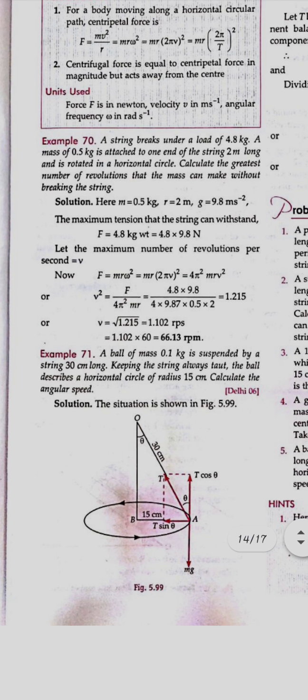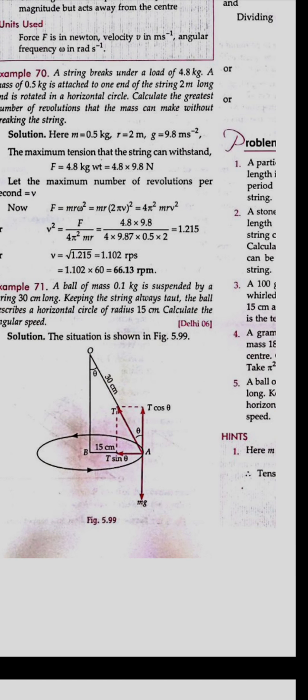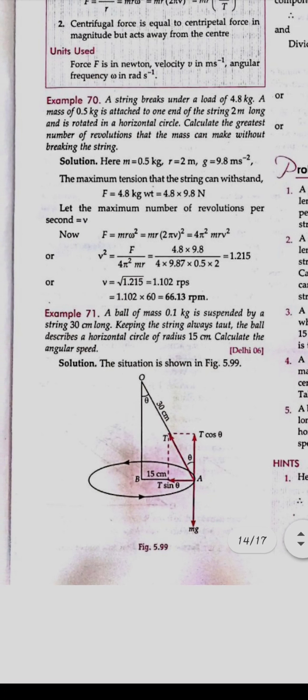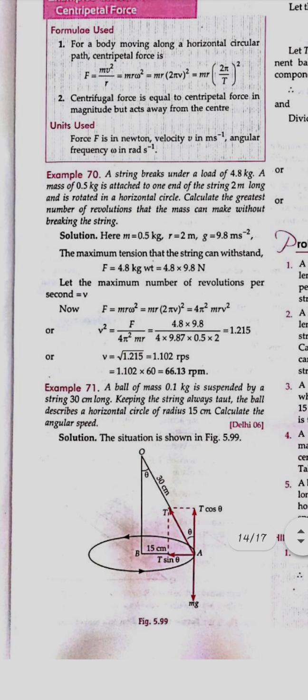Similarly, let's see the next one: a ball of mass 0.1 kg suspended by a string 30 cm long, and the string is always taut. The ball describes a horizontal circle with a radius of 15 cm. Now we have to find the angular speed. What is angular speed? It is omega. So we have to use the formula m omega square r. Here the mass is given as 0.1 kg, and omega is what we have to find out.